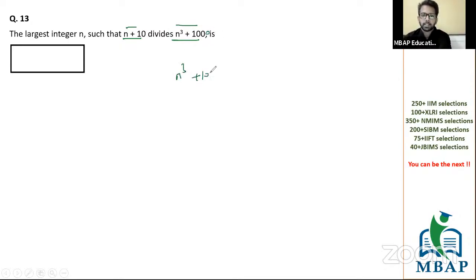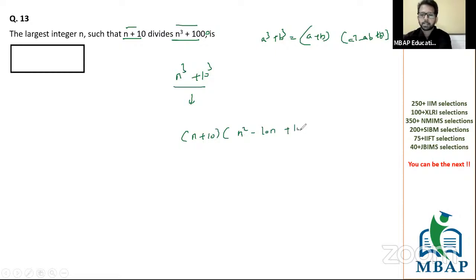So I'll rewrite this in this form, which is n cube plus 10 cube, which is a cube plus b cube, which is a plus b in bracket a square minus ab plus b square. If you rewrite this, n cube plus 10 cube is nothing but n plus 10 in bracket n square minus 10n plus 100, right? But this is the value of n cube plus 1000, right?